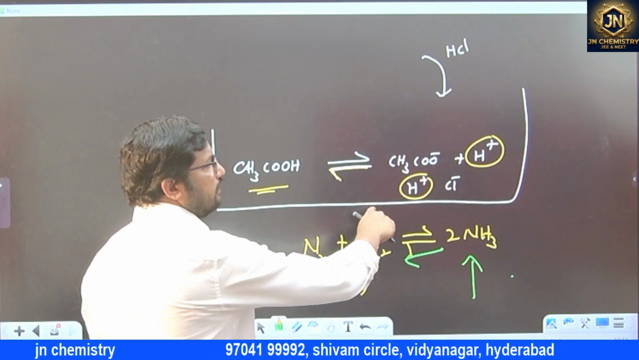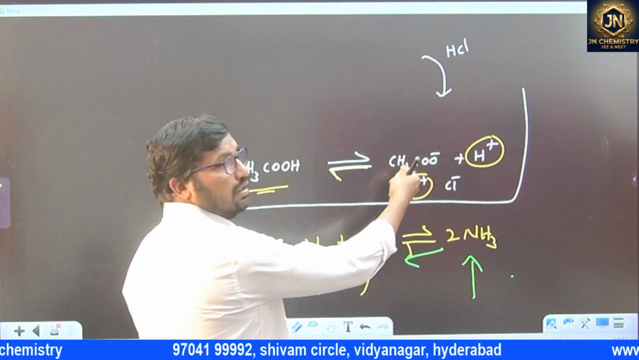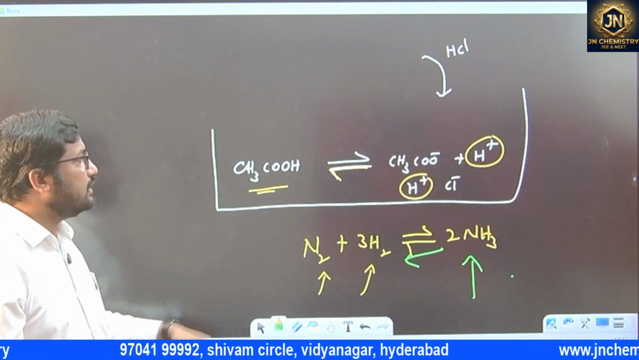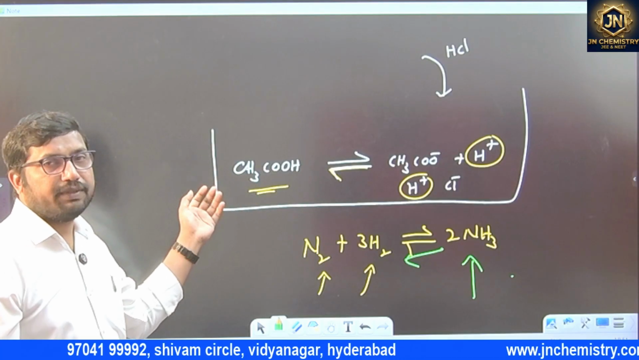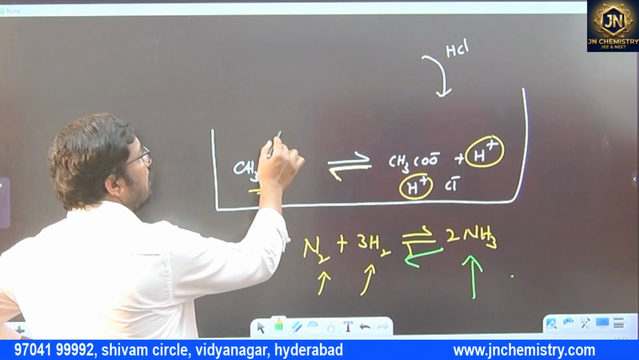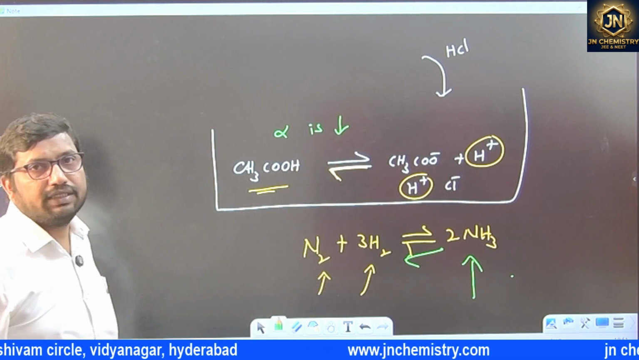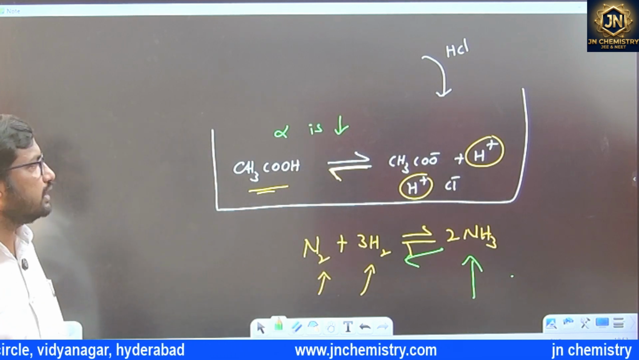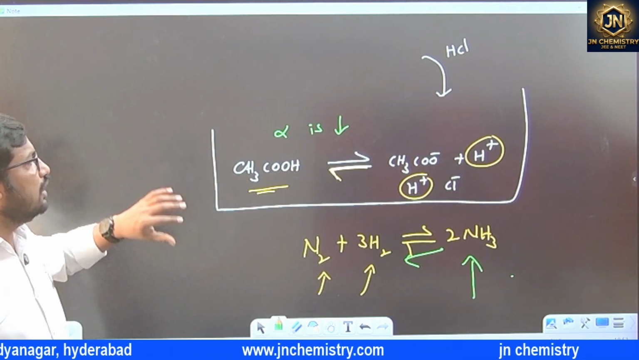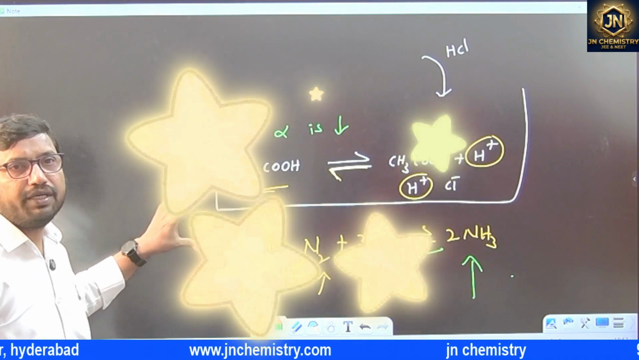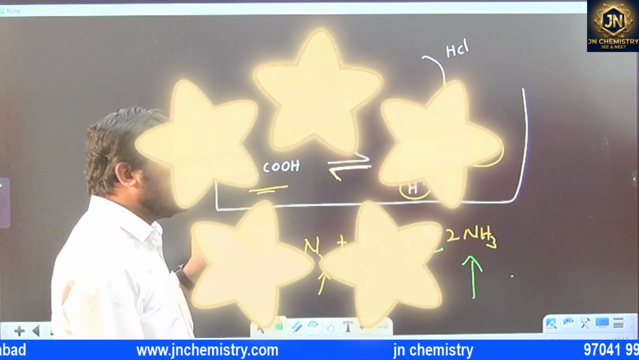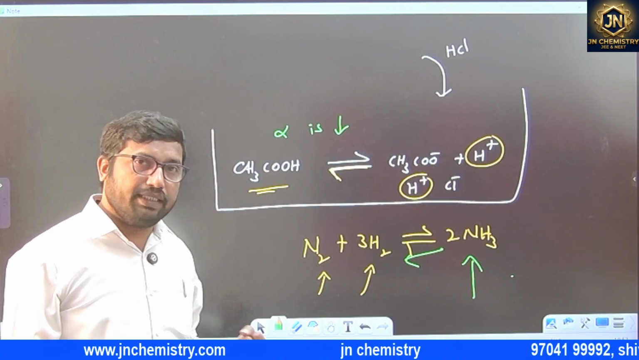Exactly here is because of the common ion effect. Common ion effect, what exactly happens? The backward reaction takes place, which means alpha is decreasing. Alpha is decreasing; the degree of dissociation decreases. This is very, very important for pH calculations, the common ion effect, which we will discuss there also.